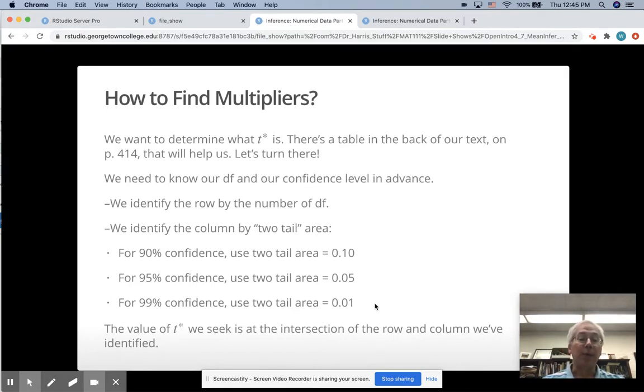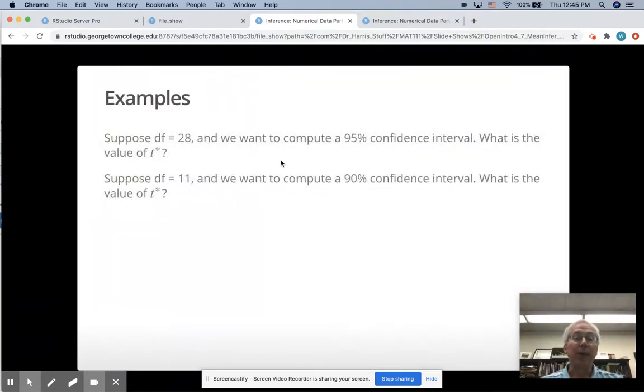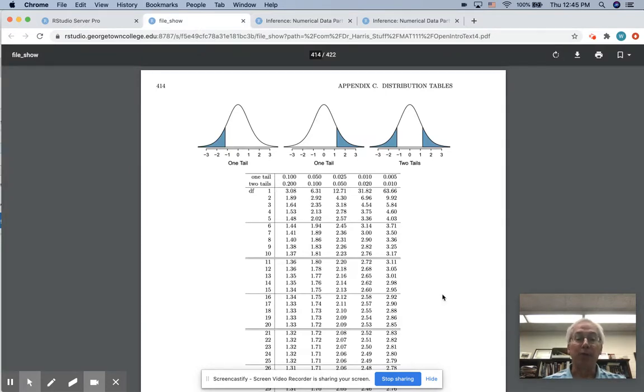For 90% confidence intervals, we'll use a two-tail area of 0.1; for 95%, a two-tail area of 0.05; and for 99% confidence, a two-tail area of 0.01. The value of t-star that we want is going to be the intersection of the row and column. So let's look at an example, and then I'll switch over to the table in the text. If our degrees of freedom were 28 and we wanted to compute a 95% confidence interval, what would we use for t-star? Well, here's the table from page 414.